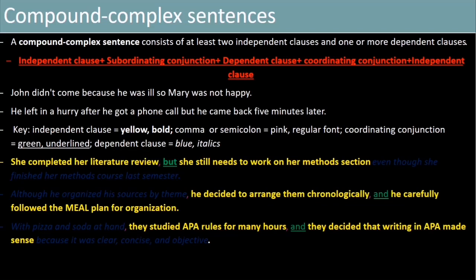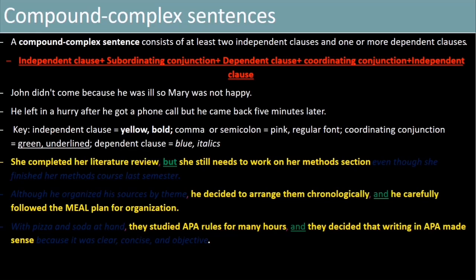Now look at this. She completed her literature review, an independent clause, and a comma is put. Okay, that is the subordinating conjunction, but she still needs to work on her methods section, a dependent clause. Even though she finished her method course last semester, this is an independent clause.